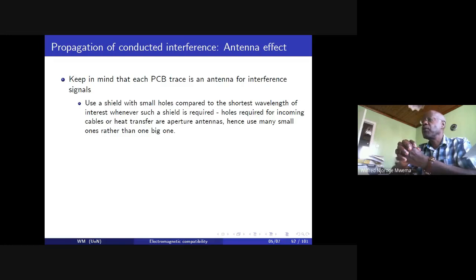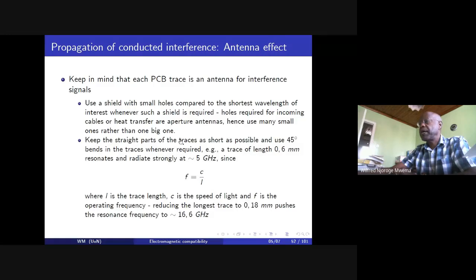So usually you use small holes rather than making one big one. For those of us who can follow, before we talked about aperture antennas: these holes, if their dimensions are of the same order of magnitude as the highest frequency that will be processed by that system, will radiate through those holes. Even the windows in your house have a frequency that will be radiated out of that house, so to speak. So the holes required for the incoming cables or the heat transfer will be aperture antennas, and hence we use many small holes rather than one big one.